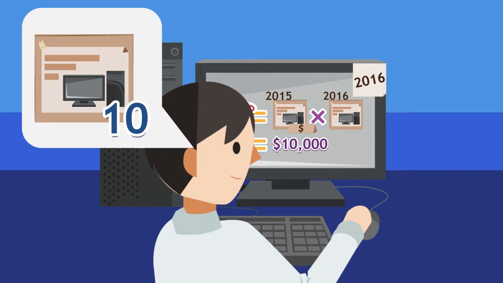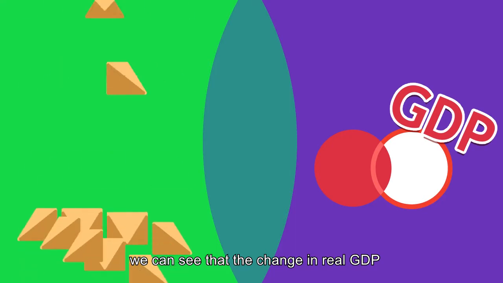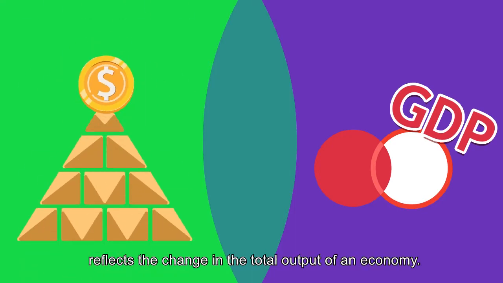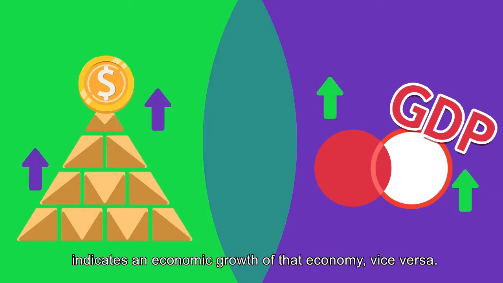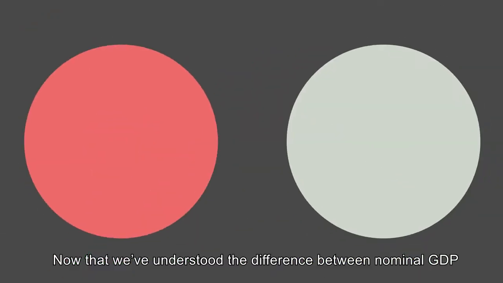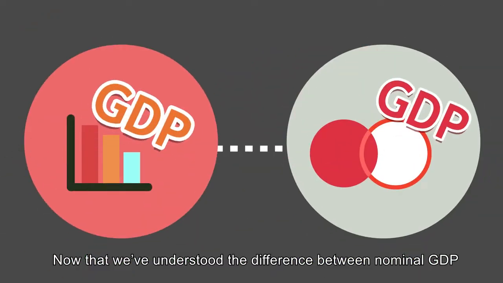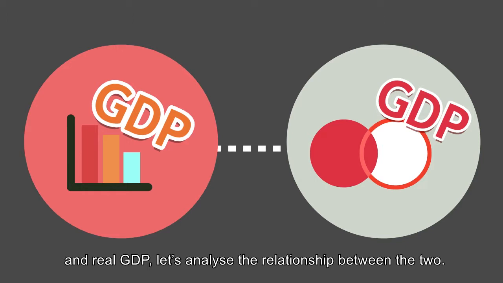From this example, we can see that the change in real GDP reflects the change in the total output of an economy. An increase in the real GDP of an economy indicates an economic growth of that economy, and vice versa. Now that we've understood the difference between nominal GDP and real GDP, let's analyze the relationship between the two.